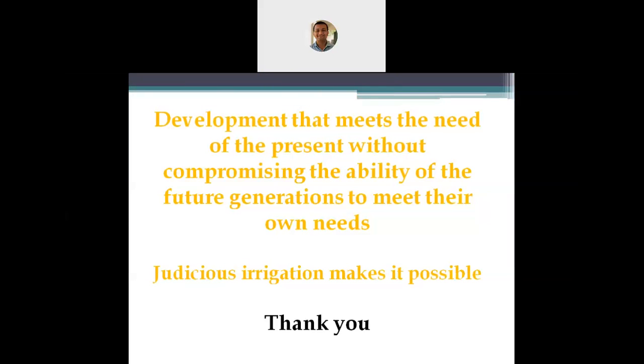At last, I would like to say: development that meets the needs of the present without compromising the ability of future generations to meet their own needs. So, judicious irrigation makes it possible.